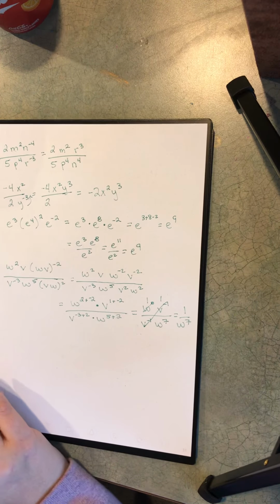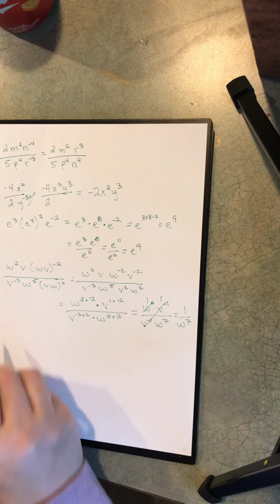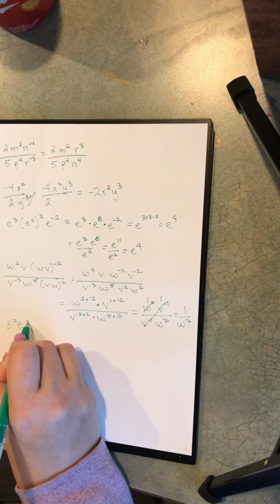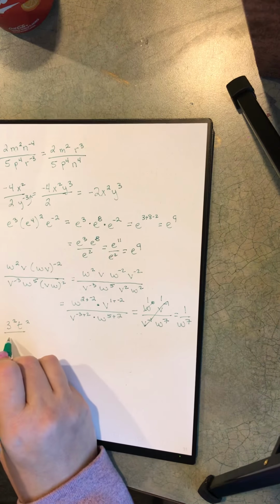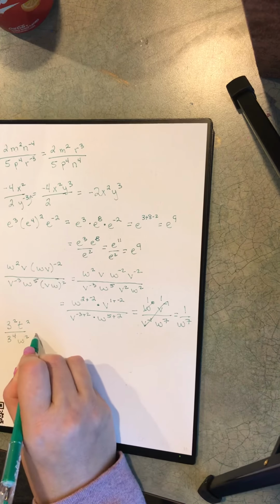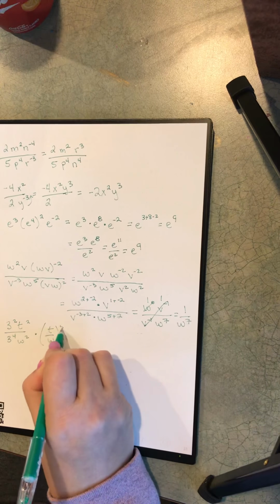All right, we'll do one last problem. So let's do this one, 3 squared t squared divided by 3 to the 4th w squared times t divided by w to the 5th.